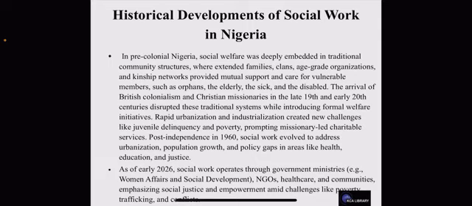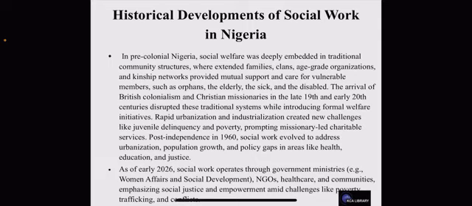The arrival of British colonialism and Christian missionaries in the late 19th and early 20th centuries disrupted this traditional system while also introducing formal welfare initiatives. Rapid urbanization and industrialization created new challenges like juvenile delinquency and poverty, prompting missionary-led charitable services. Post-independence in 1960, social work evolved to address urbanization, population growth, and policy gaps in areas like health, education, and justice.